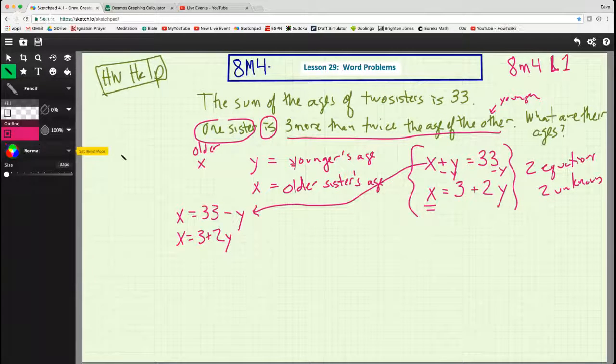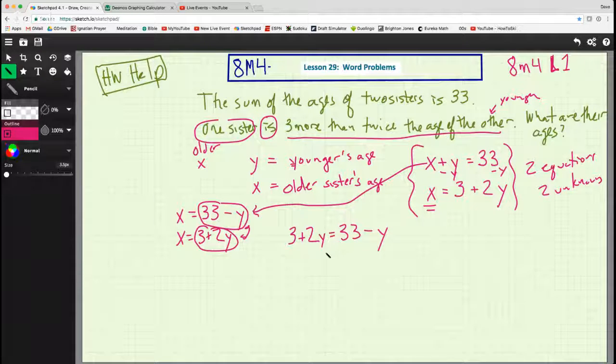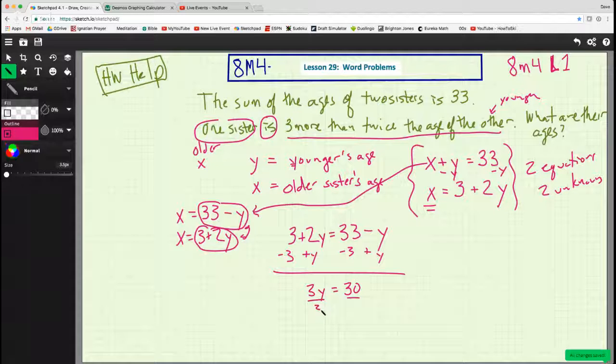Now we can do substitution. Let's substitute this piece and this piece, because if the x's are equal, then these two have to be equal. So we'll rewrite our equation, and now we're down to 1 variable. Awesome. So let's add a y to both sides to put our y's on the left, and let's get our constants on the right, and we get 3y equals 30. Whoa, we're getting there. y equals 10. So our younger sister's age equals 10.